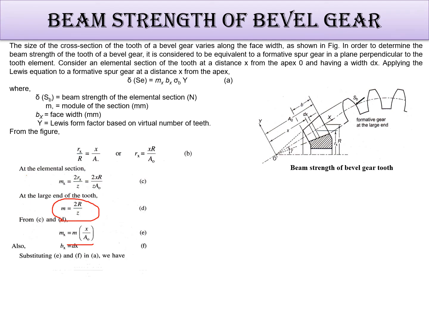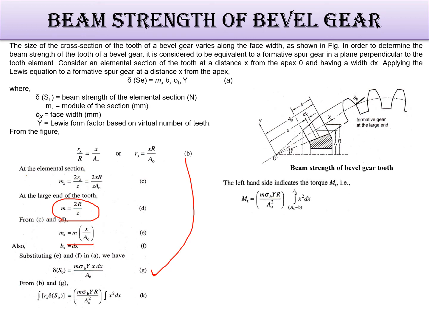Now bx is equal to dx. Putting this value we get delta Sb, the beam strength, is equal to m sigma b y x dx upon AO. We are putting these values from b and g, that is this b term and this g term. We integrate this part and we get the torque value here. For solving this we get the maximum torque. So beam strength is nothing but related to the torque.